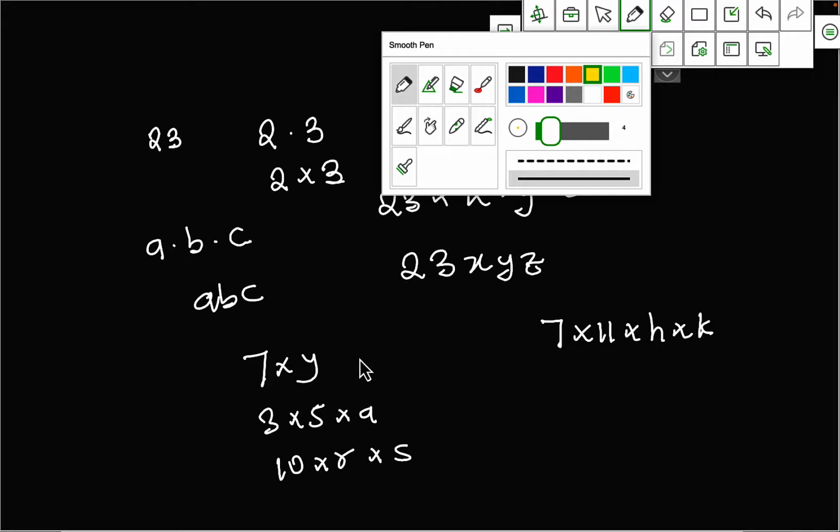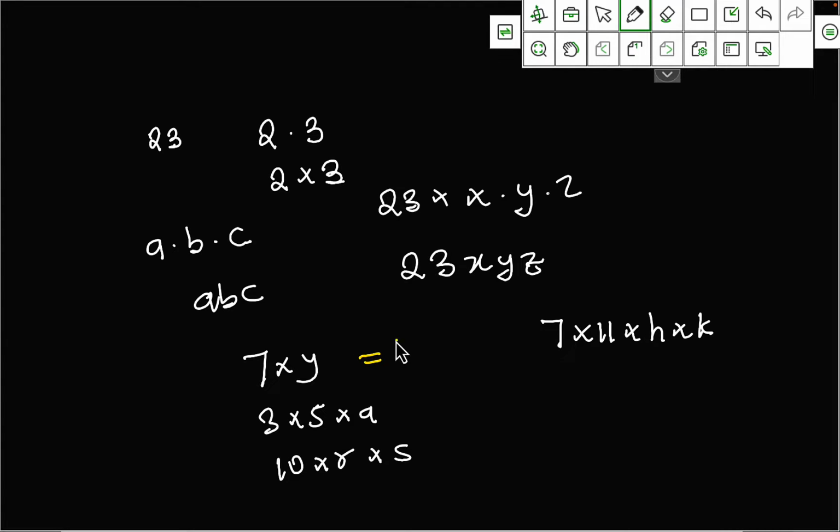So 7 times Y, in algebra you would usually see as 7Y. Okay, 3 times 5 times A. 3 times 5 is 15, times A is 15A. 10 times R times S will give you 10RS. 7 times 11 is 77HK, so that will be 77HK. So you see how this works.